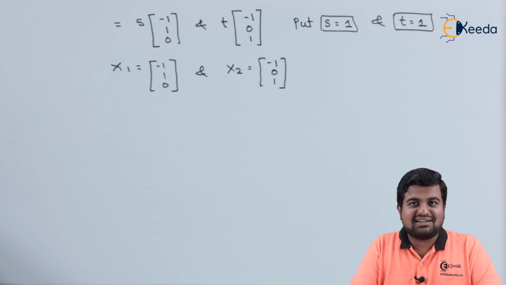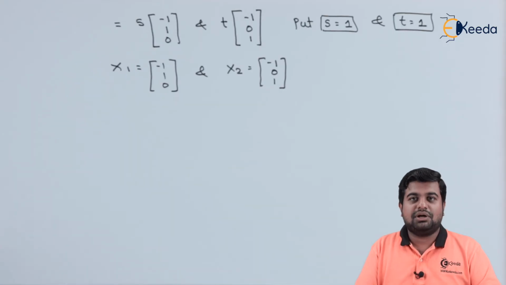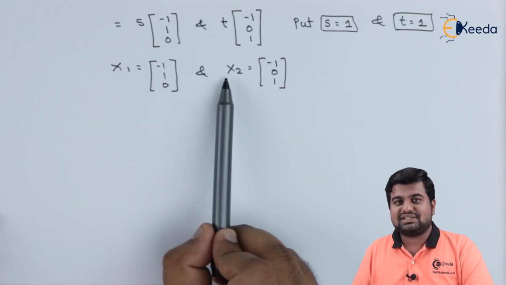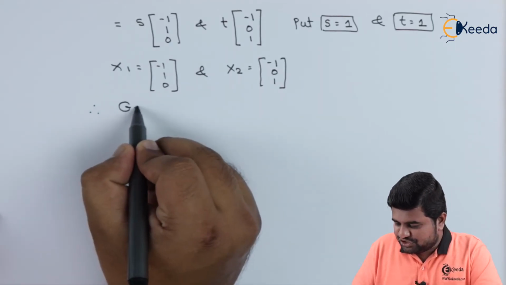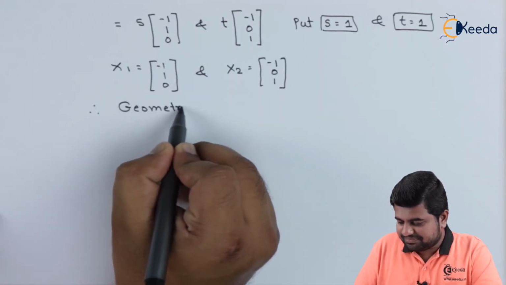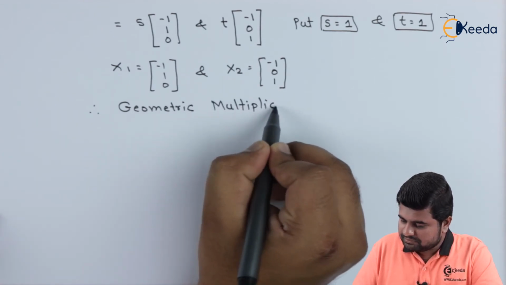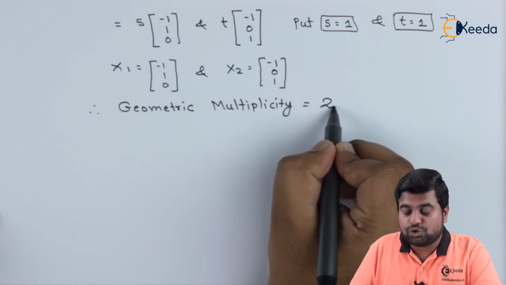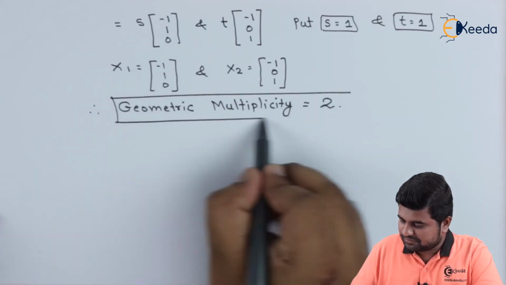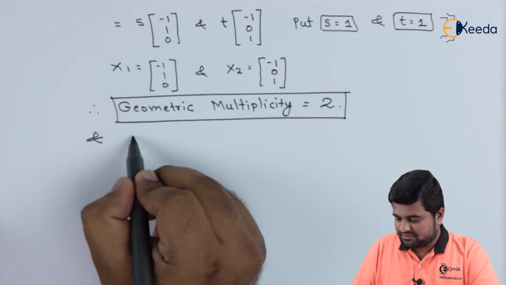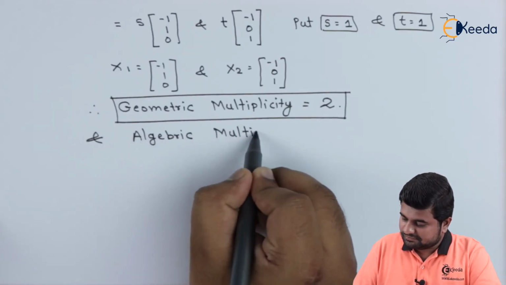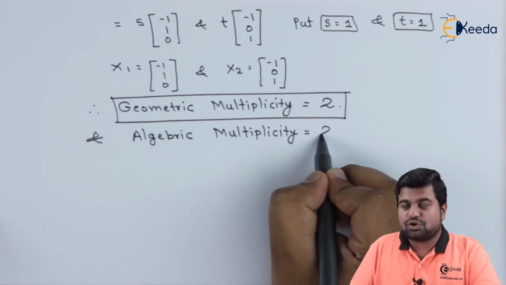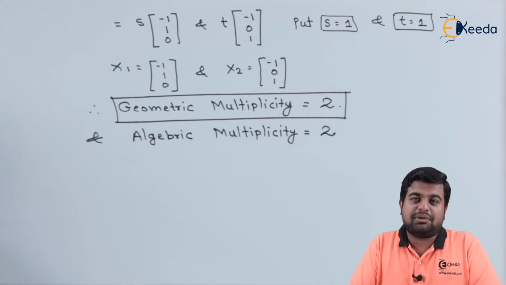Now the eigenvalue which we had selected was lambda 1 is equal to minus 1, and it has given birth to these two eigenvectors x1 and x2. Therefore, we say geometric multiplicity is equal to 2, and algebraic multiplicity is also equal to 2 because it has got repeated twice.